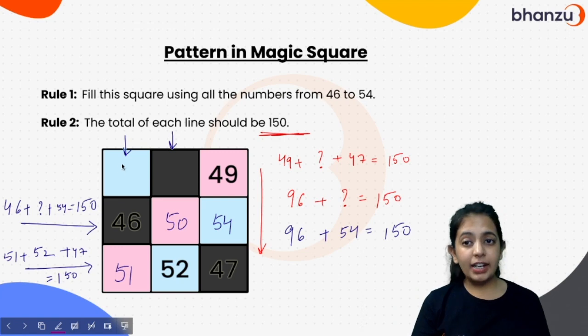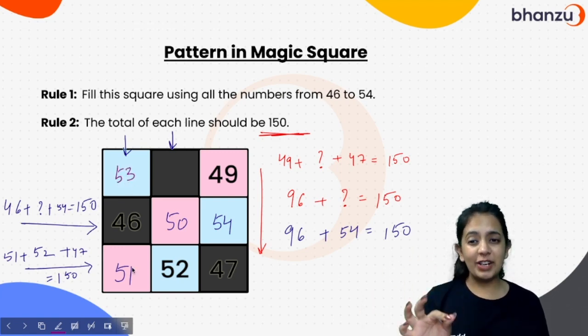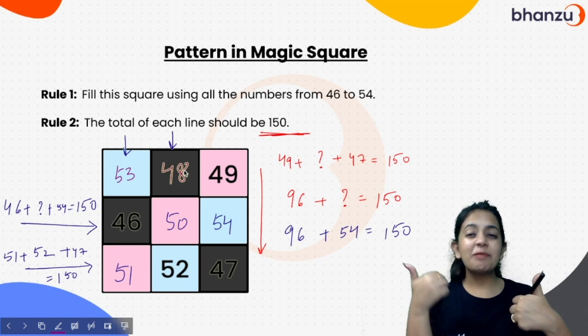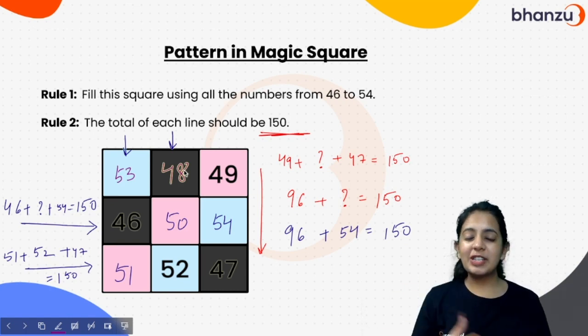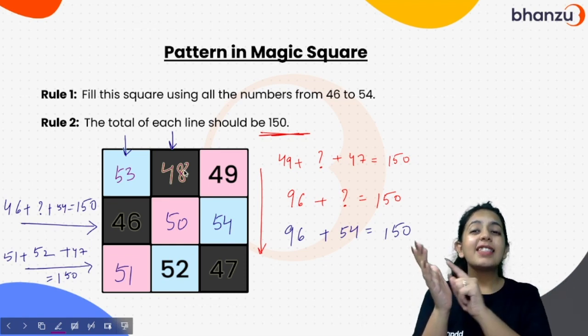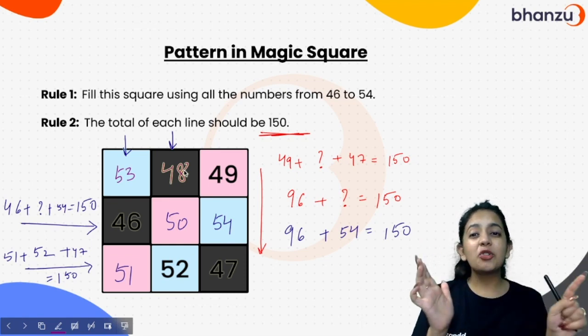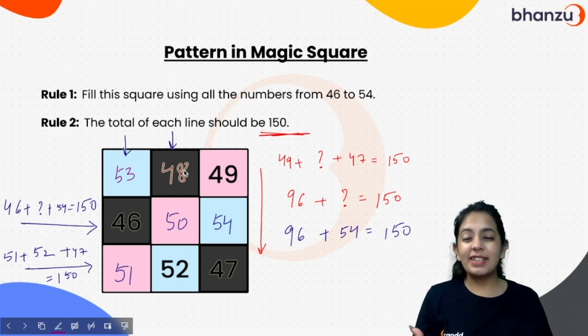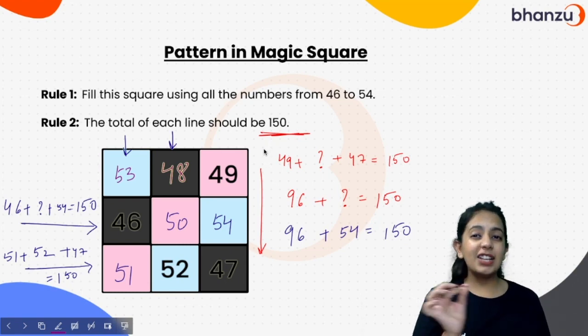Alright, I hope you have done it. Now here the answer is 53 because 53 plus 46 plus 51 equals 150, and here 48 will come. 48 plus 50 plus 52 is equal to 150, and this, my dear, is called a magic square. And why is it called a magic square? Because the sum of the numbers in the rows and the sum of the numbers in the columns are the same, equal to 150. So that's the reason this is called a magic square.